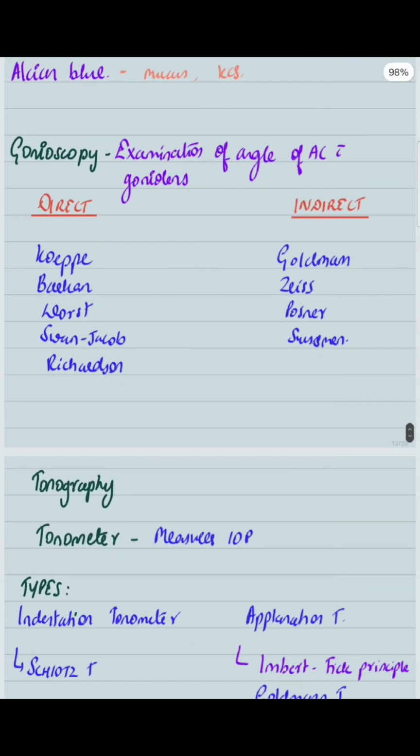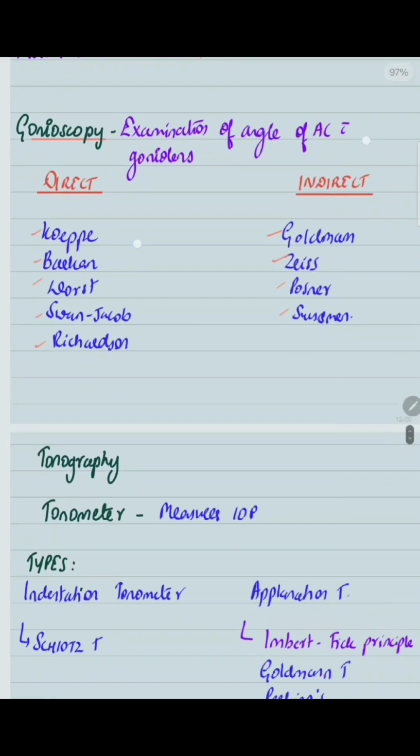Now next is gonioscopy. Gonioscopy is the examination of the angle of the anterior chamber with a gonio lens. It can be direct or indirect. Direct gonioscopy examples include Koeppe, Barkan, Wurst, Van Jacob and Richardson. Indirect include Goldmann, Zeiss, Posner and Sussman.